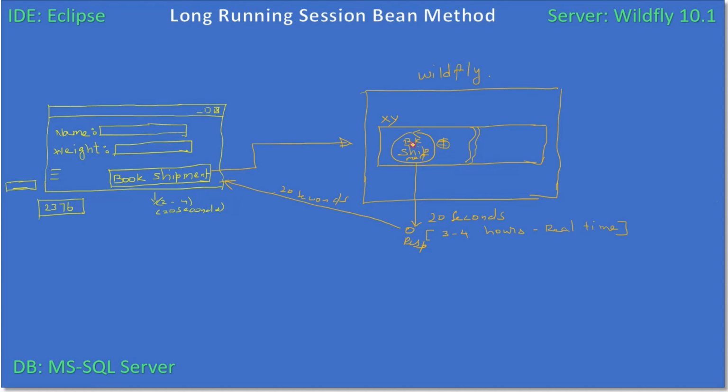Alright, now let's see how we can avoid this using the message driven bean. That means once they click book shipment, we have to return immediately, so the user has no need to wait for 3 to 4 hours, since the server returns immediately.